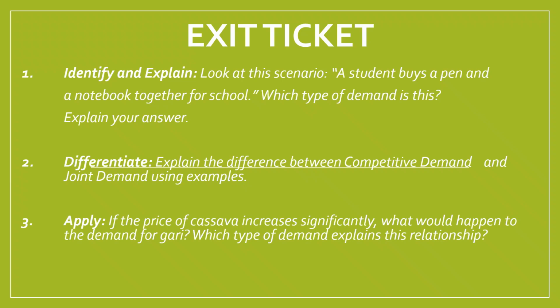Before we finish, I want to check your understanding. Answer these 3 exit ticket questions. 1, look at the scenario about a pen and a notebook. Which type of demand is this? Identify and explain. Look at this scenario. The student buys a pen and a notebook together for school. Which type of demand is this?